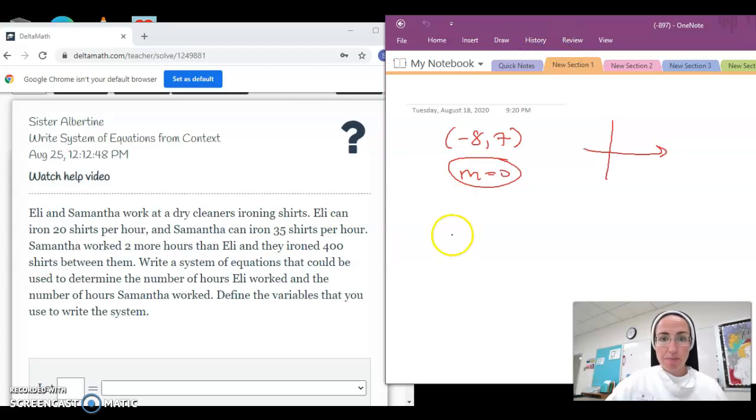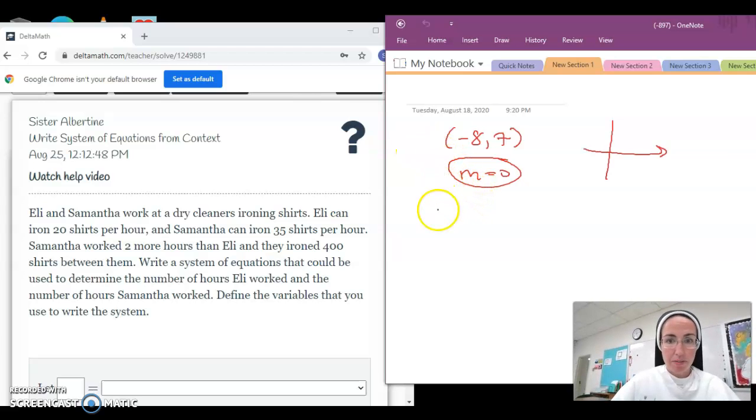Okay. Eli and Samantha, they work at a dry cleaner. They're ironing shirts. Eli irons 20 shirts an hour. Samantha can iron 35 shirts per hour. Samantha worked 2 more hours than Eli and they ironed 400 shirts. Write a system of equations to determine the number of hours Eli worked and the number of hours Samantha worked.